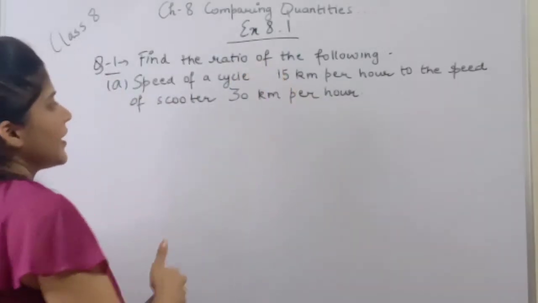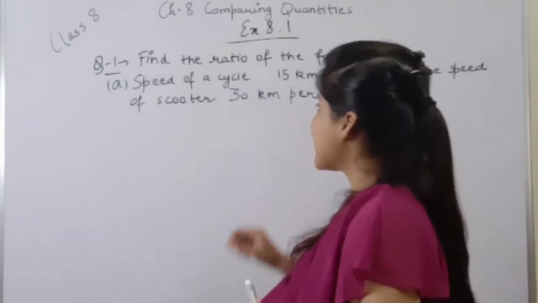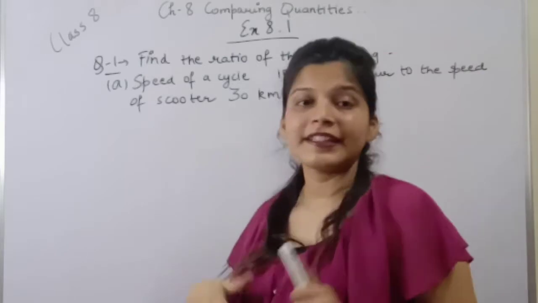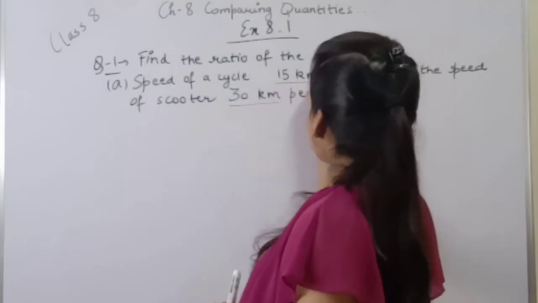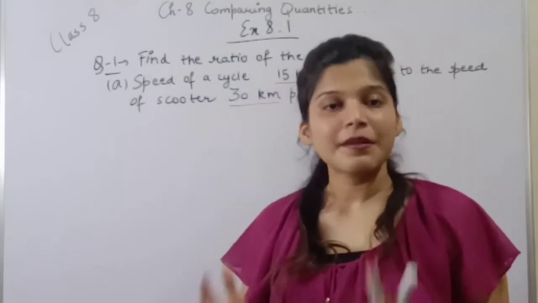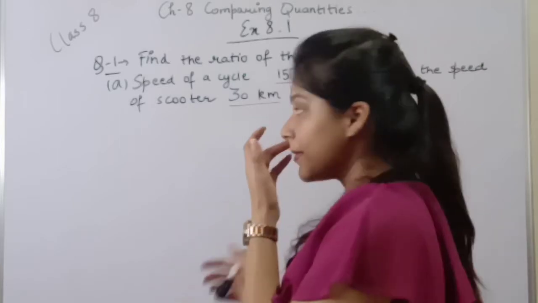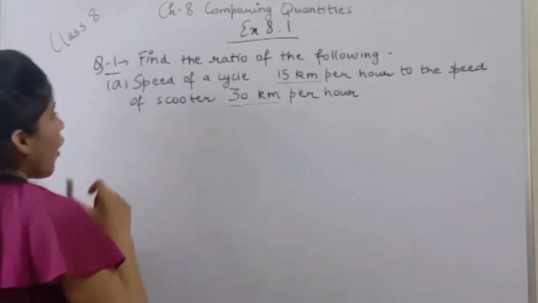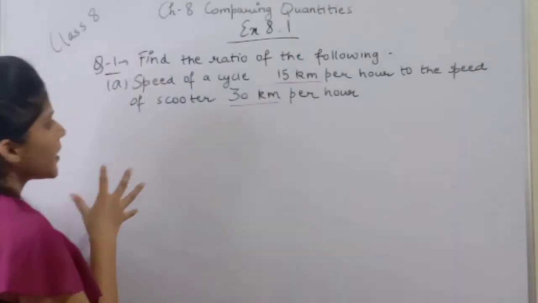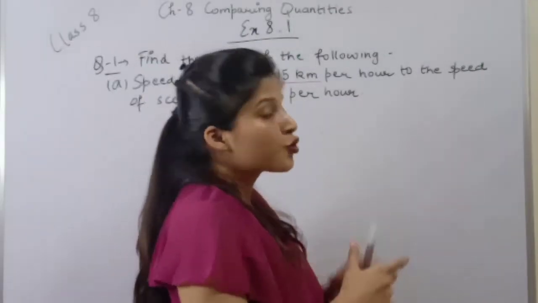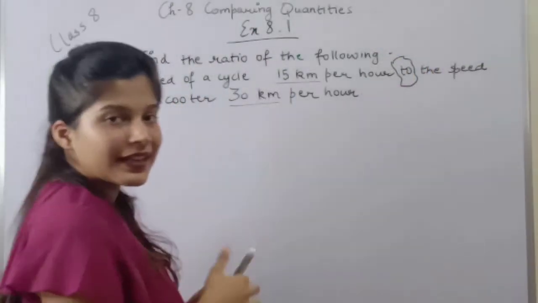Speed of a cycle 15 km per hour to the speed of a scooter 30 km per hour. So we can see that both the numbers are in the same quantity, kilometer. This is 30 km, this is 15 km. So it means we can simply convert this into ratio. We do not need to change anything. हमें कुछ भी इसमें change नहीं करना, हमें ऐसे ही इसको ratio में लिखना है. और ratio में पहले किसकी speed आ रही है? Speed of cycle, because it is given that speed of a cycle 15 km per hour to the speed of the scooter 30 km per hour. So पहले cycle की speed लिखनी है.